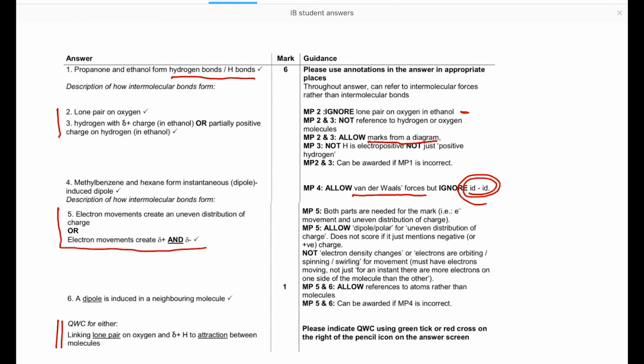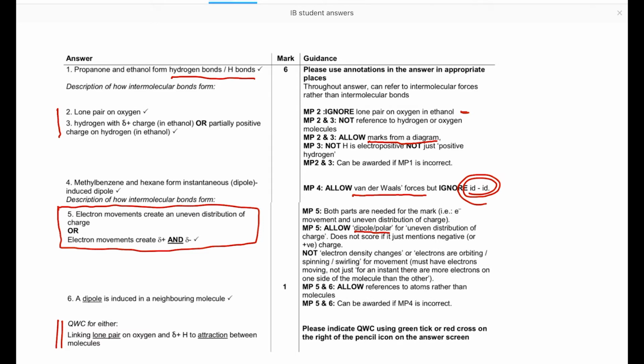Secondly, I want to draw your attention to this bit here. How you explain how instantaneous dipoles form and how they're attracted to, or how they then form induced dipoles and the attraction between, you've got to be absolutely clear with your language. Electron movements create an uneven distribution of charge. That is the best way, in my view, the only way to say this. We are allowing the use of dipole or polar for uneven distribution of charge.